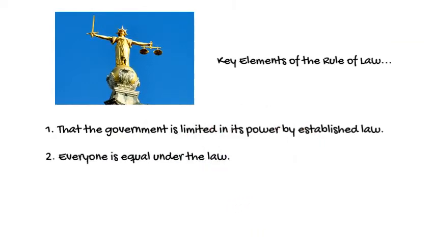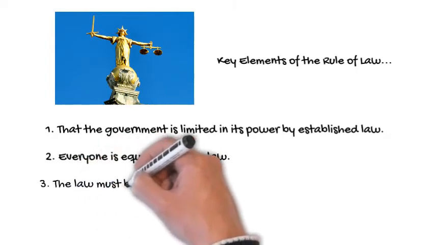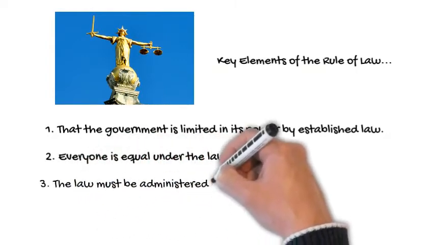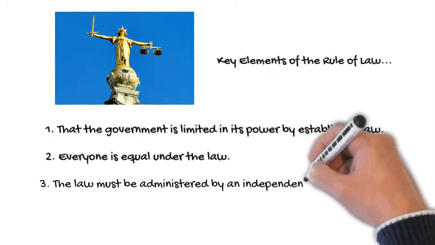Prominent figures in the UK are meant to be subject to the same laws as everyone else. For example, Tony Blair was interviewed 3 times by the police as a witness over the Cash for Honour scandal. More recently, Fiona Onasanya, the former Labour MP, was prosecuted and imprisoned for perverting the course of justice. And number three, the law must be administered by an independent judiciary court system.